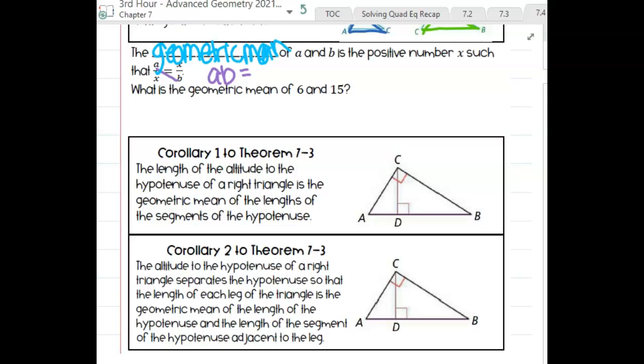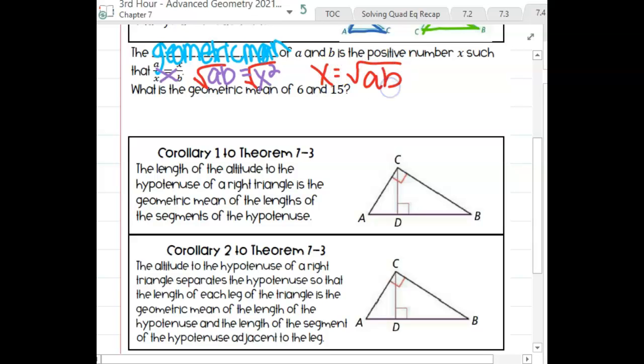And then the other cross product would be x times x, which is x squared. Now, to find the geometric mean, I would need to find x. Not x squared, but how do we get rid of the square? Okay, use the square root. So x equals the square root of AB. X is how you find the geometric mean. To find the geometric mean, whatever the 2 numbers are, you multiply them together and then take the square root.